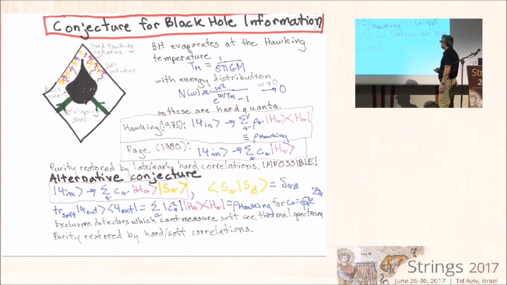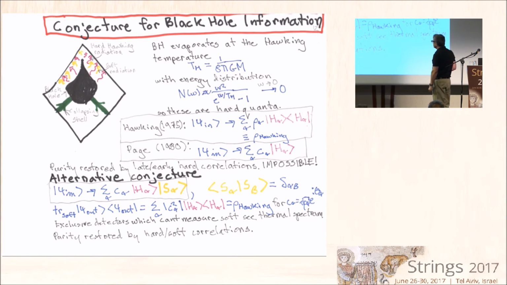So I want to replace it with an alternate conjecture, which is that the in-state goes to a unitary out-state, but the out-states are the hard states dressed, as they must be by the conservation law, by soft quanta. And then the second part of the conjecture is that the soft quanta know what the hard state is. They're in one-to-one correspondence with the hard state. And so if we trace over the soft quanta, in other words, if we do the measurements with a detector that has some infrared cutoff, the result is exactly the Hawking density matrix.